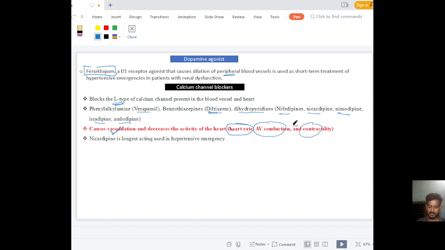Okay, so if we discuss more about this class of drugs, verapamil is a drug that basically causes cardiac depression. Okay, verapamil may cause cardiac depression. The major problem associated with amlodipine is reflex tachycardia. Okay, reflex tachycardia, ankle edema. So these are the major side effects that we find with this class of drugs.